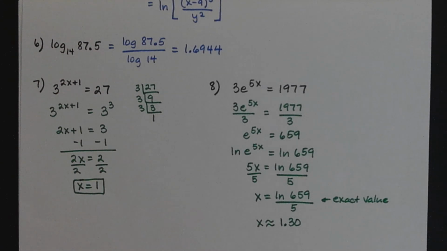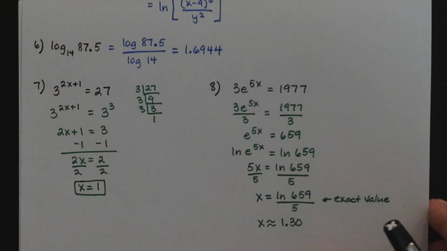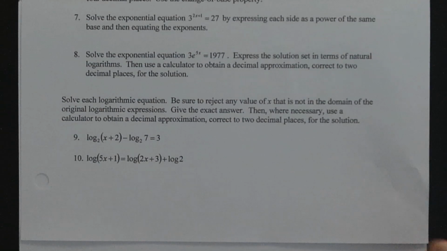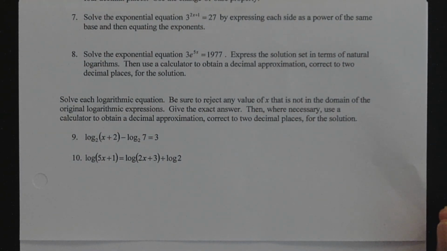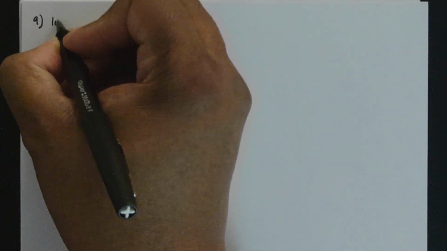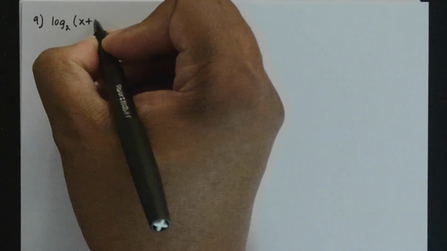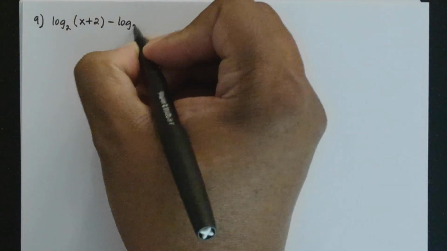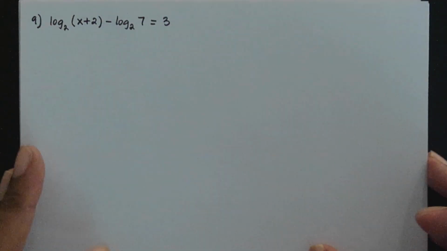Problem number 9 and number 10 are logarithmic equations, also out of section 4.4. Now these are the ones, I will tell you right now, these are the ones you have to check your proposed solutions. Because you want to reject any value of x that is not in the domain of the original logarithmic expression. Okay? So in problem number 9, here we got the log to the base 2 of the quantity x plus 2 minus log to the base 2 of 7, and that's equal to 3.